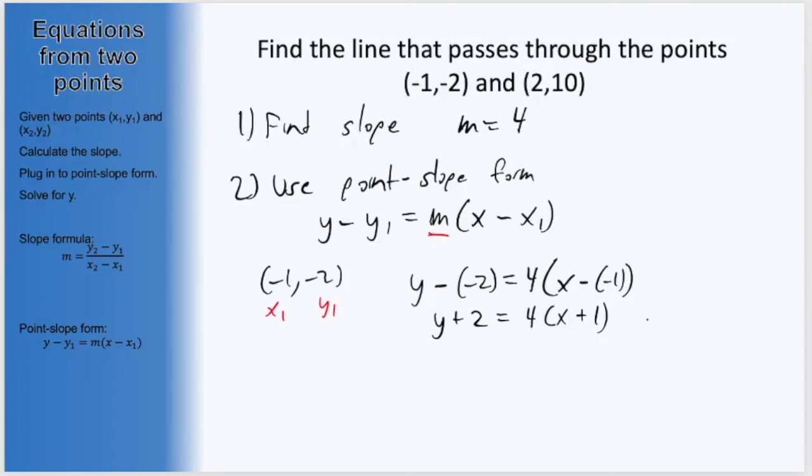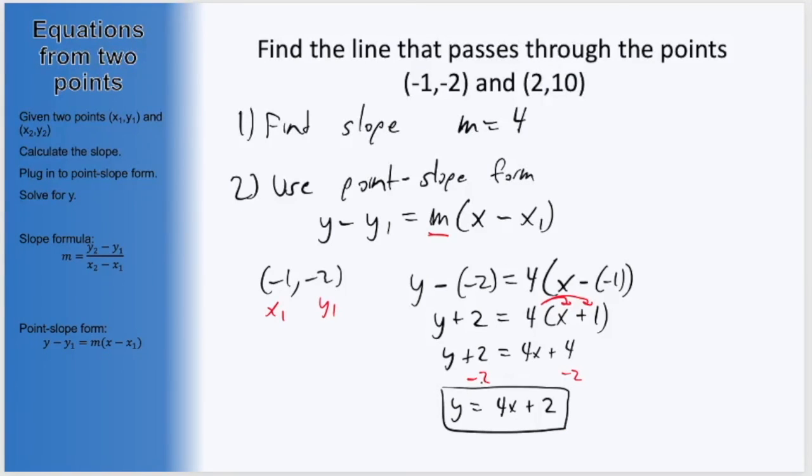We typically don't want to stop here, however, as we usually want to have our equation in slope-intercept form. To do this, we must simply solve for y. First, we'll distribute this 4 that's out in front of these parentheses. This will give us y plus 2 equals 4x plus 4. Then we want to get y by itself, so I'll subtract 2 from both sides, giving me y equals 4x plus 2 when I combine like terms. And so we end up with the equation of our line in slope-intercept form.